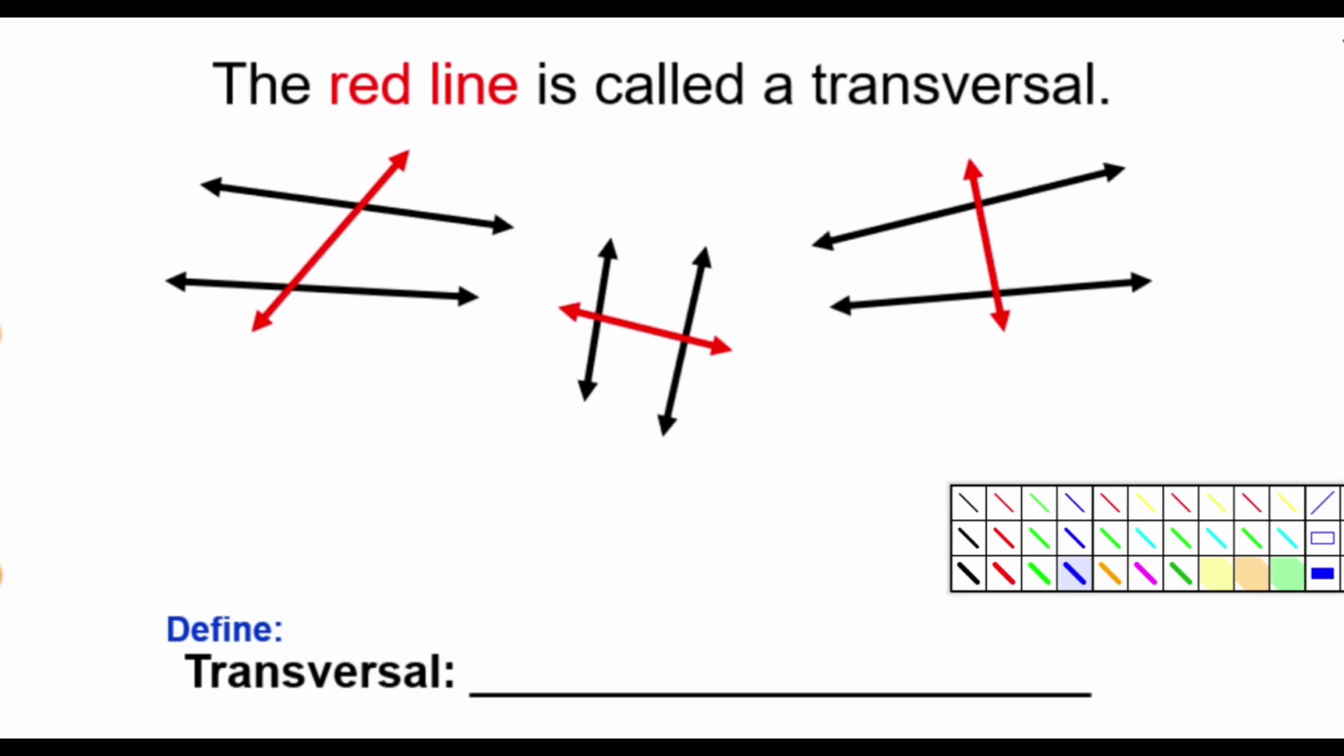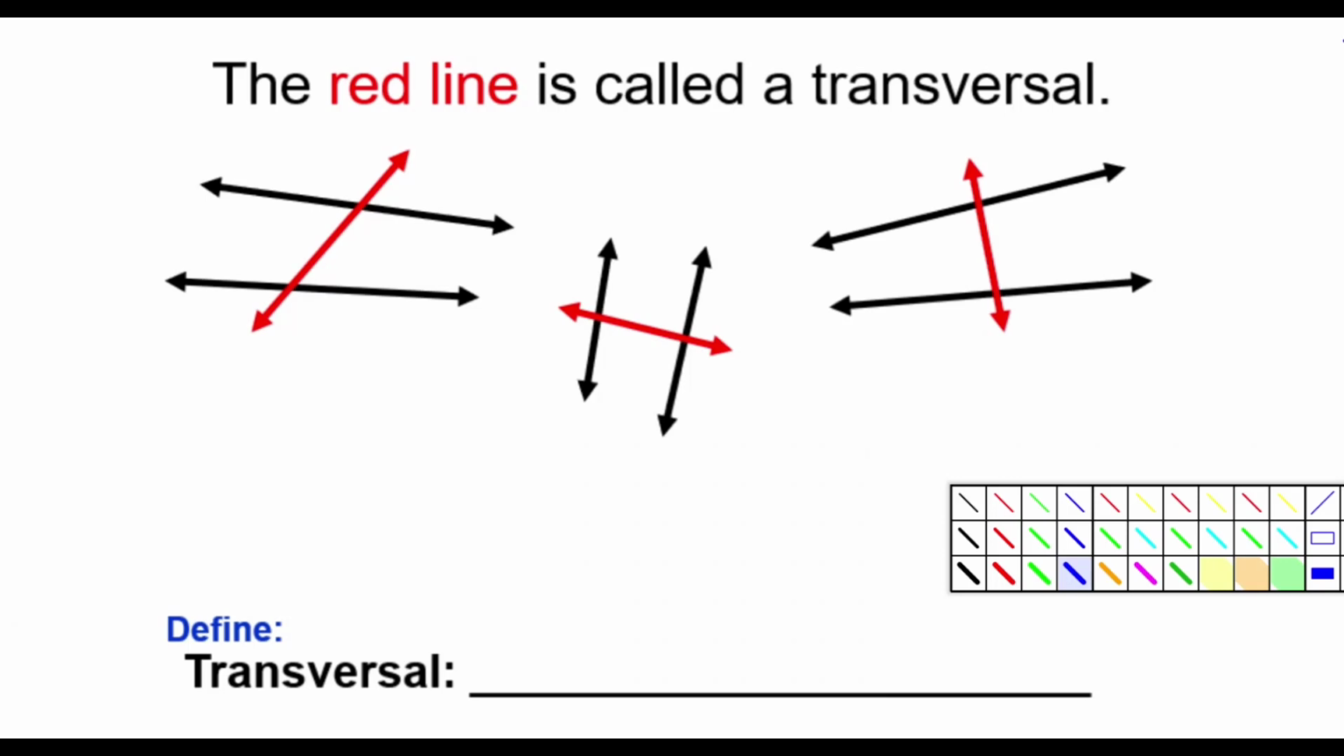Vocab. Remember, this chapter is all about angle pairs. So we're really naming and identifying and classifying and finding some relationship between the angle pairs. So again, in this problem, we're going to create a transversal. So it says the red line is called the transversal. So we see the red line in each one.